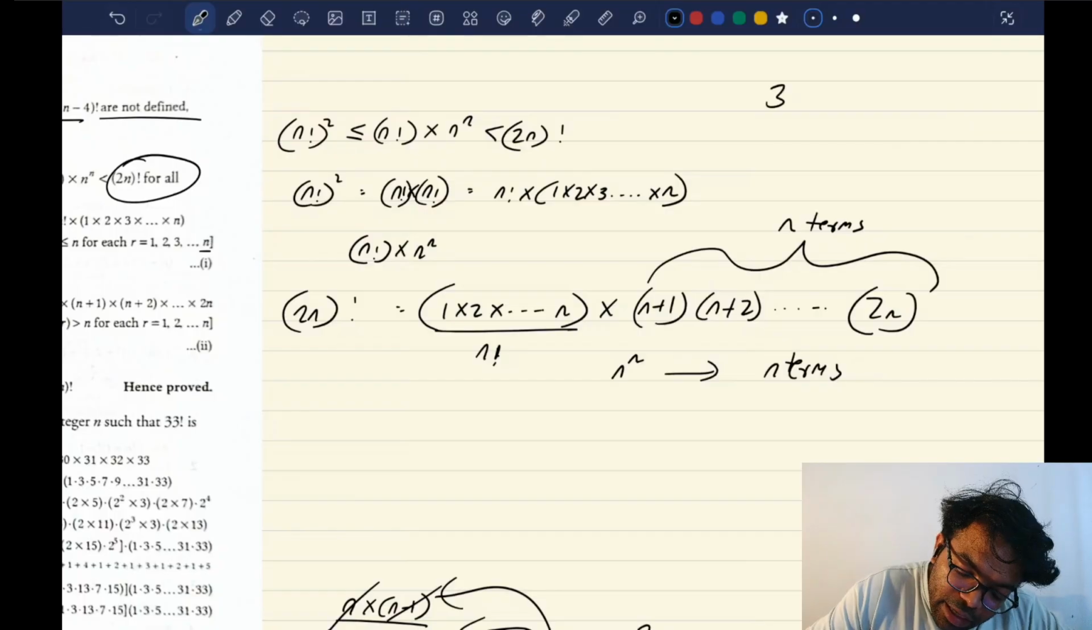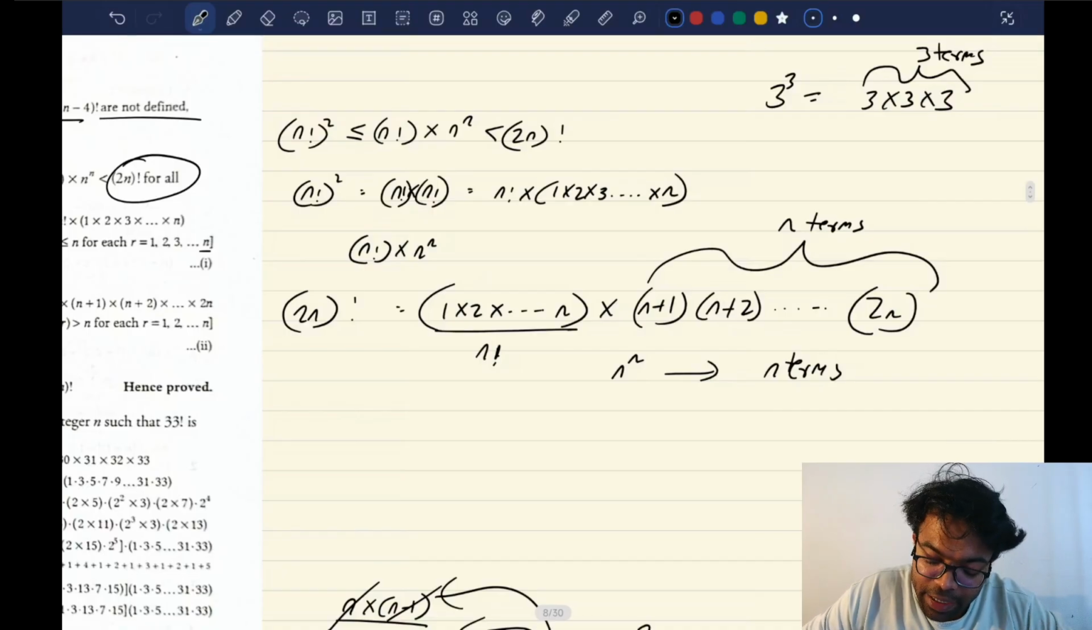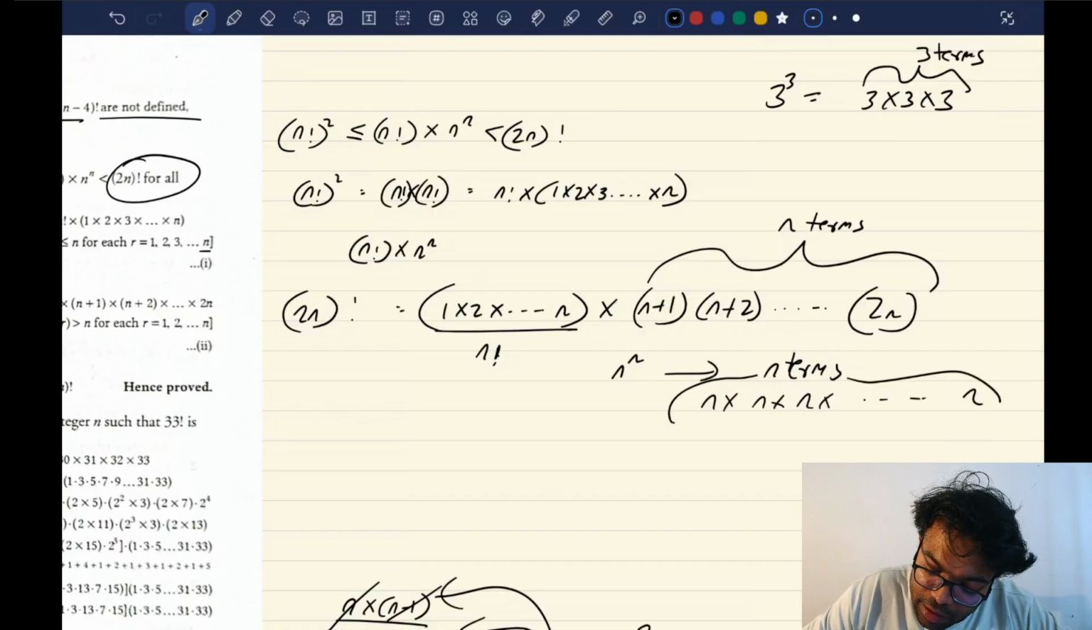For example, 3 cubed has how many terms? 3 into 3 into 3. 3 terms, right? So n to the power of n is equal to n terms of n into n into n into dot dot dot n. This is n terms. Clear?